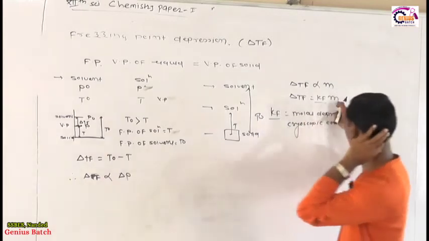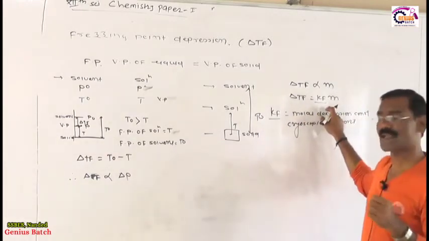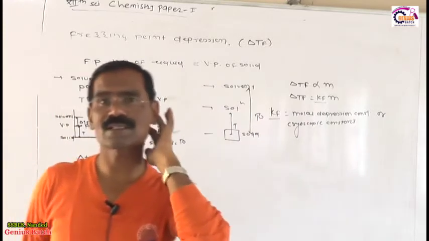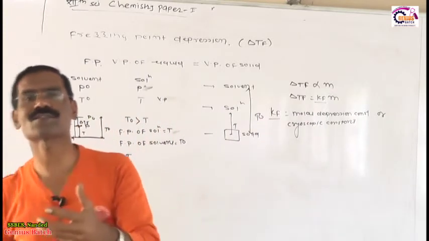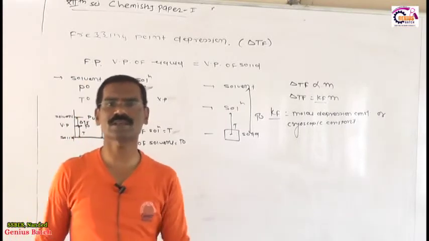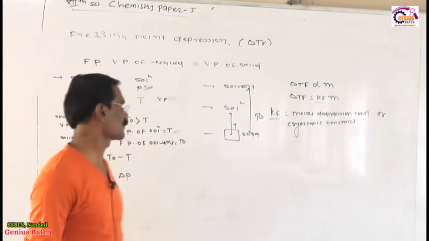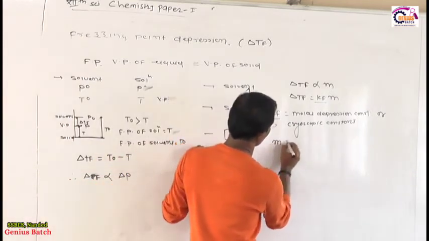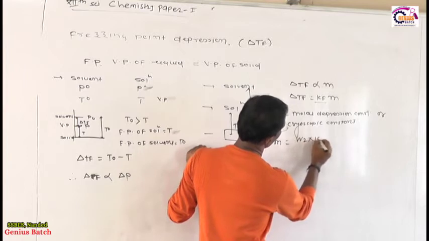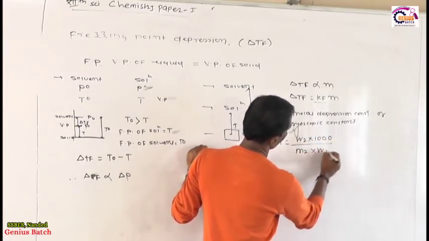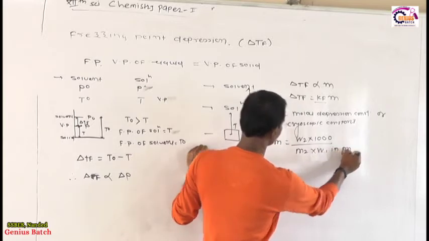If the value of M is 1, then delta TF is equal to Kf. M is also defined as the depression in freezing point produced by dissolving 1 mole of solute in 1000 gram of solvent. So that one is called Kf. My friends, you know the formula of M is equal to W2 into 1000 divided by M2 into W1, and this W1 must be in gram.